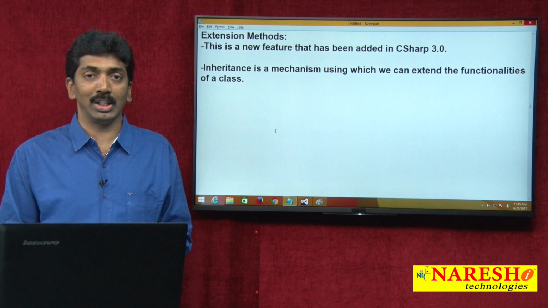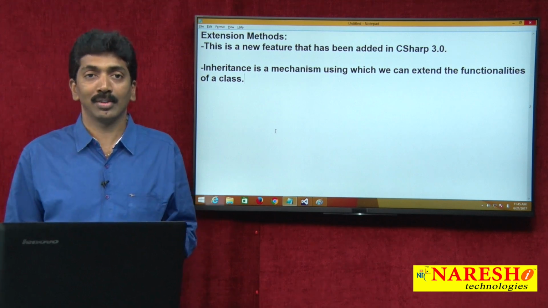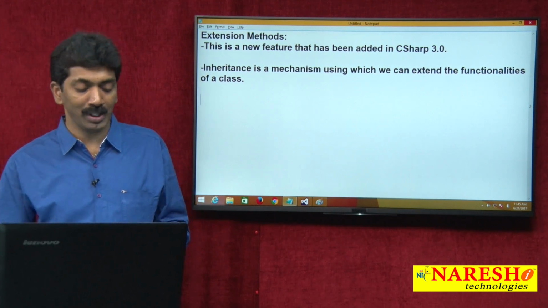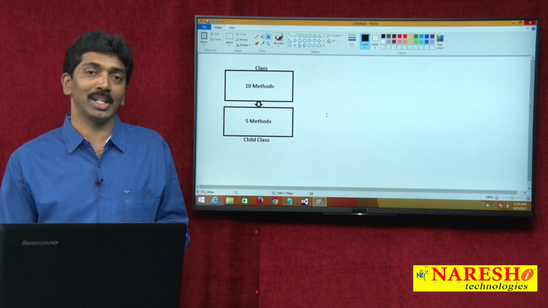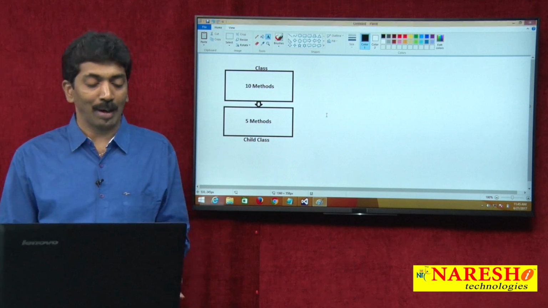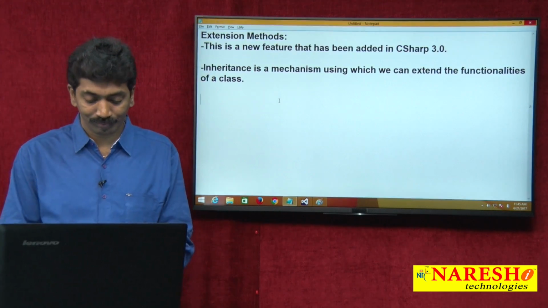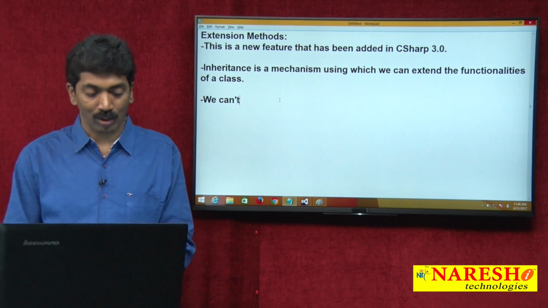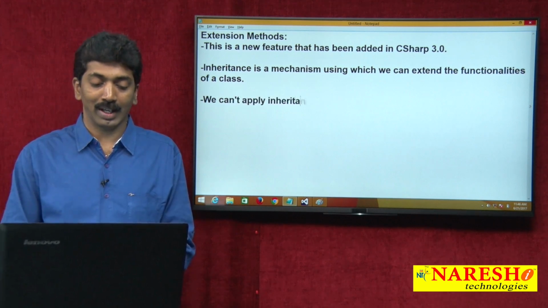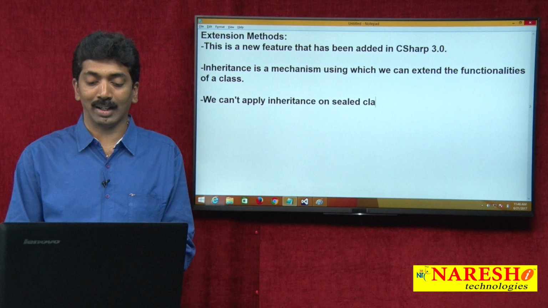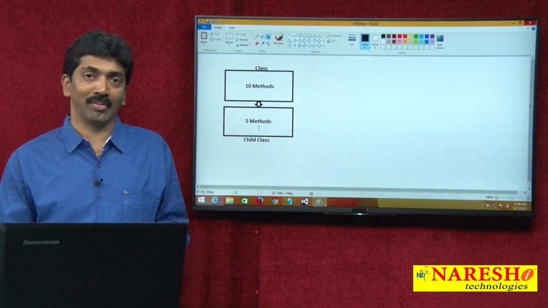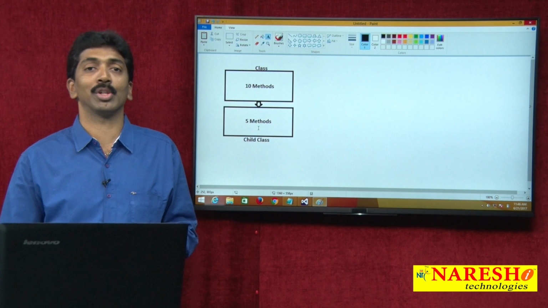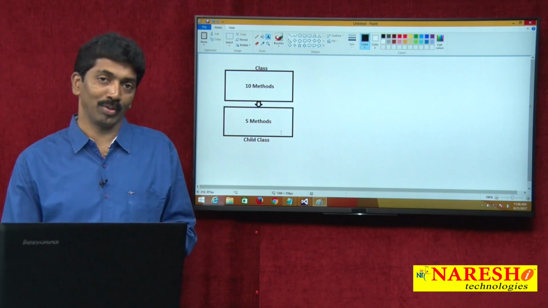But unfortunately, there are a few problems in inheritance. What are the problems? The first problem is, if this is a sealed class, inheritance will not work. We cannot apply inheritance on sealed classes. So if this is a sealed class, I cannot inherit and define the new 5 methods in the child class. This is not possible. So this is the first problem you face.